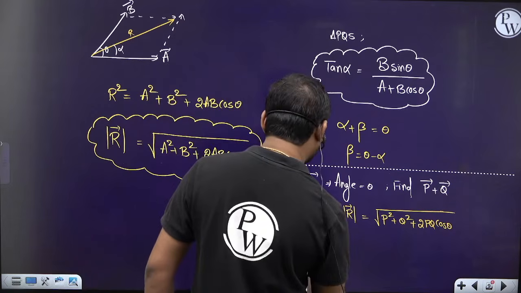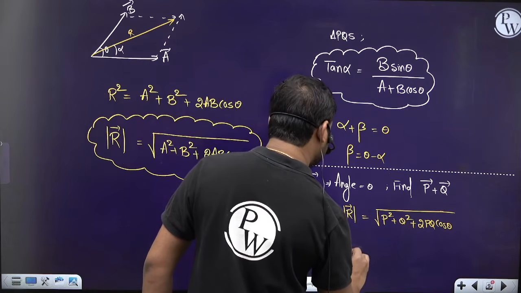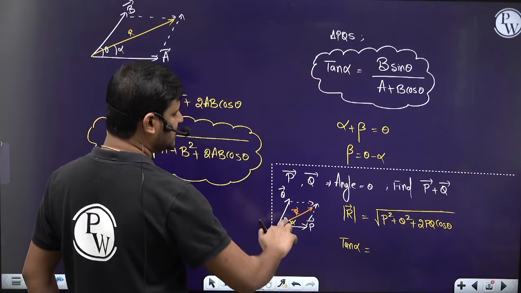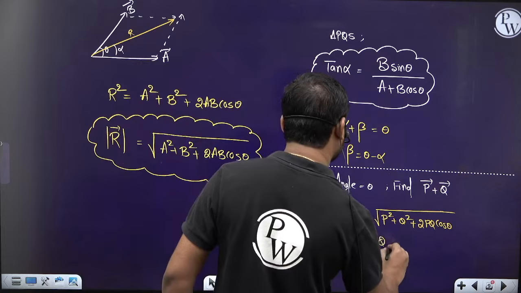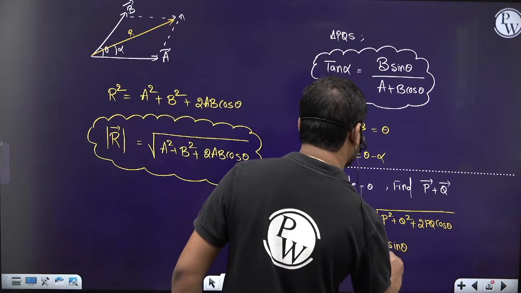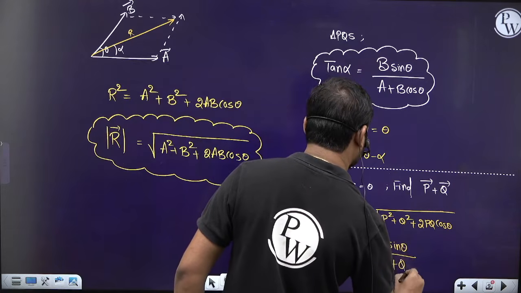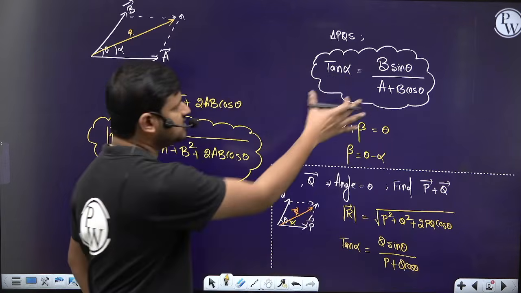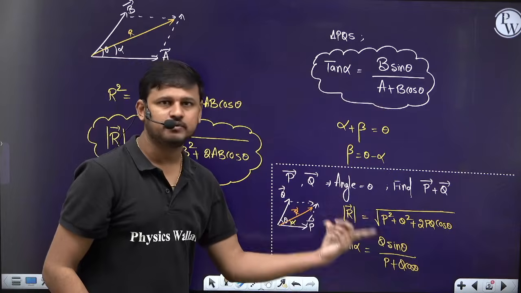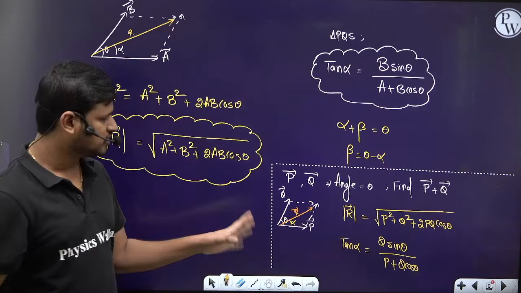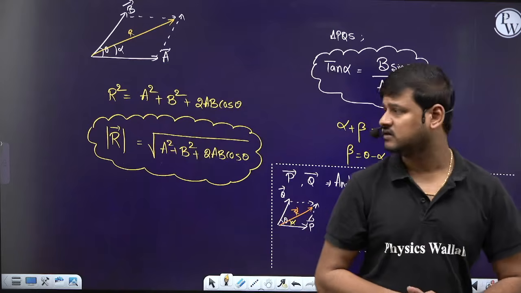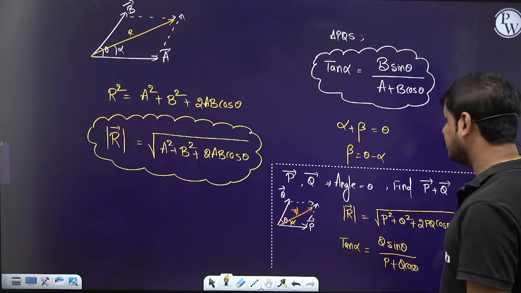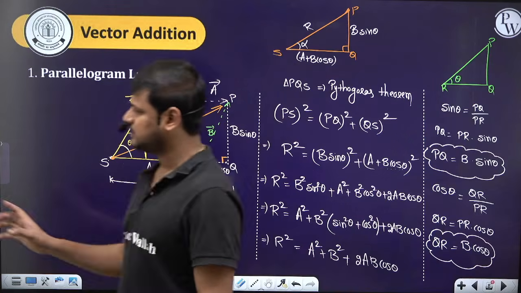And then if you want to find the direction, tan alpha is equal to, what is this going to be? This vector is Q. So this is Q sin theta by P plus Q cos theta. Yes or no? That's it. So I just converted this from A and B to P and Q. Nothing more than that. Understood, guys? Clear this concept? Sure. So just have a look once. The vector addition is important.